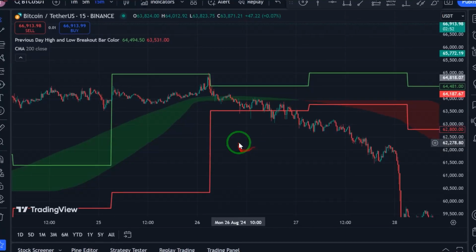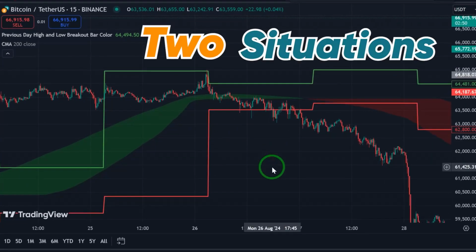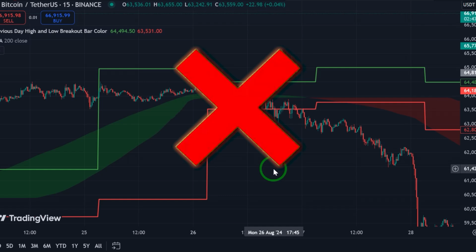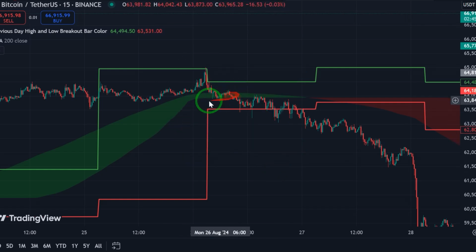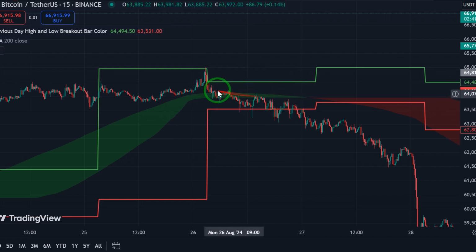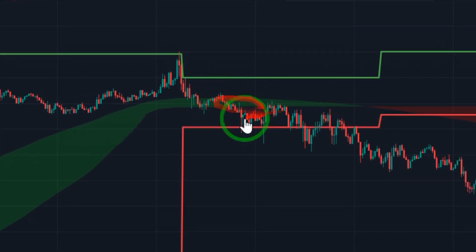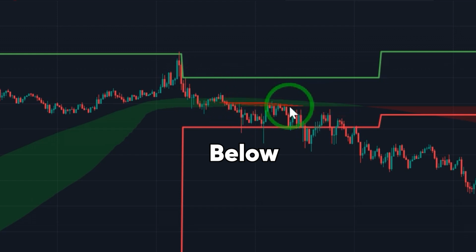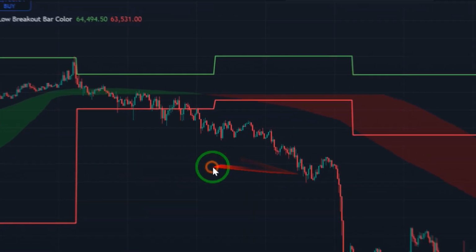The last point I want to mention is that there are two situations where you should not open a trade. One is when prices are between the highest and lowest price lines, and the other is when there is an uptrend but the candles are below the green line. Don't forget to pay attention to these two points and not overlook them.